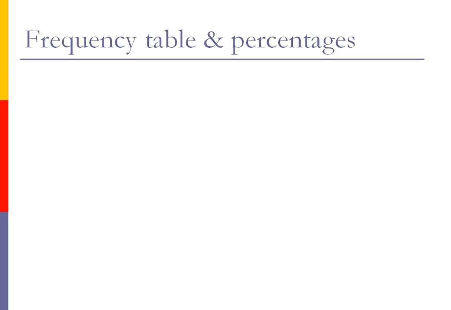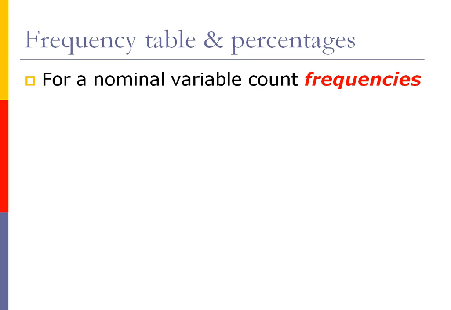The first method we're going to see to organize data is particularly useful when we're dealing with nominal variables. In that situation, remember, nominal variables have values which are simply qualities. So just about the only thing we can do is count how many times each of those values has occurred, and these are called frequencies.